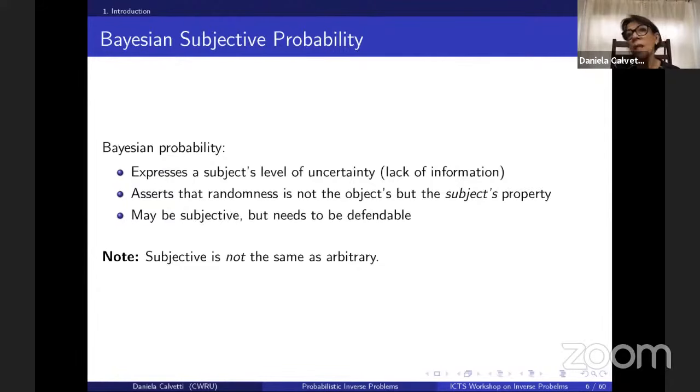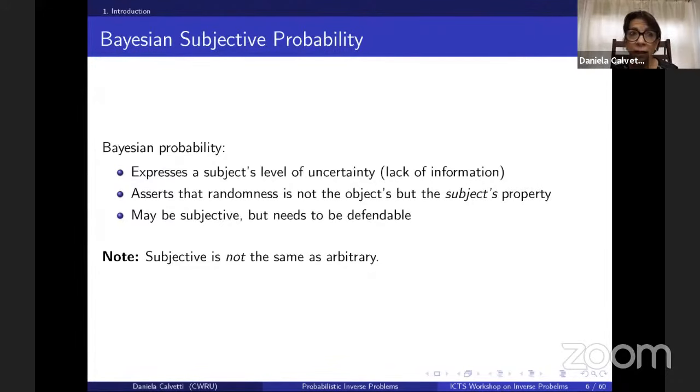Uncertainty is sometimes called lack of information. But now we can use Bayesian probability for all types of inquiries, regardless of whether the phenomenon, the object that we're looking at, is intrinsically stochastic or fully deterministic, because randomness is not a property of the object, but a property of the subject.